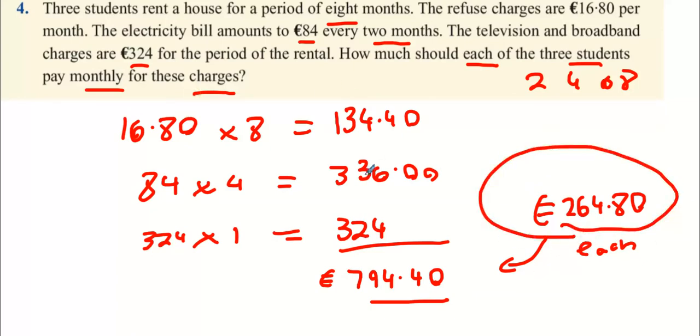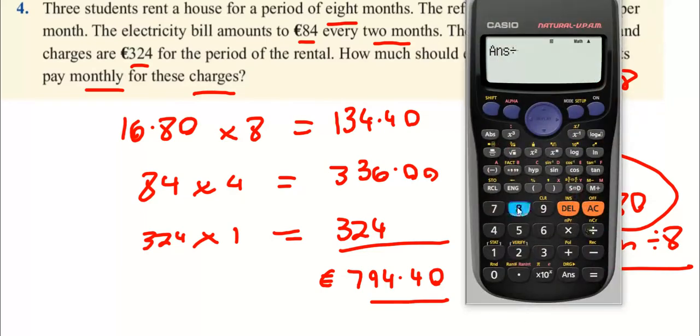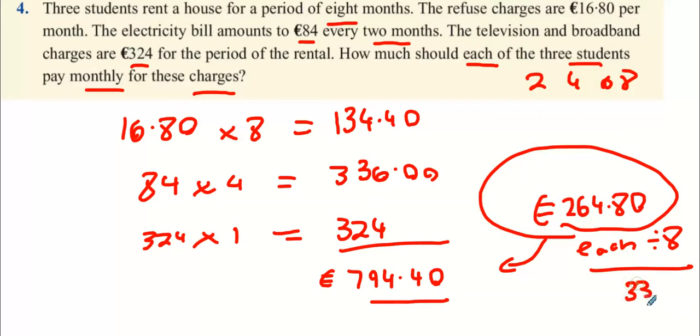Let's go and check that. Sorry lads, one other thing. That's for the 8 months, so you're going to divide that by 8. So what you want is per student per month. So you're going to divide this by 8 to find out how much each student has to pay per month, and it's €33.10.